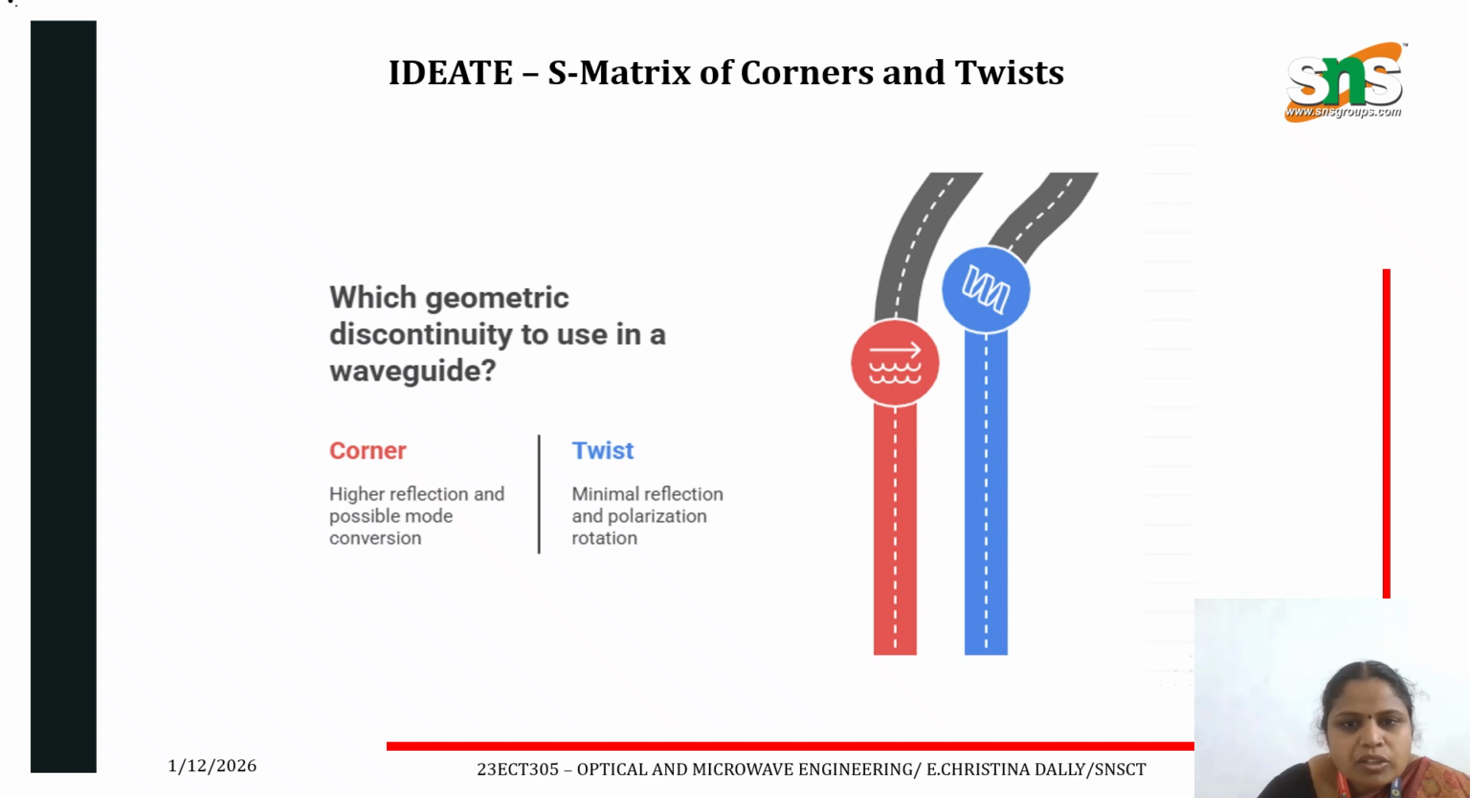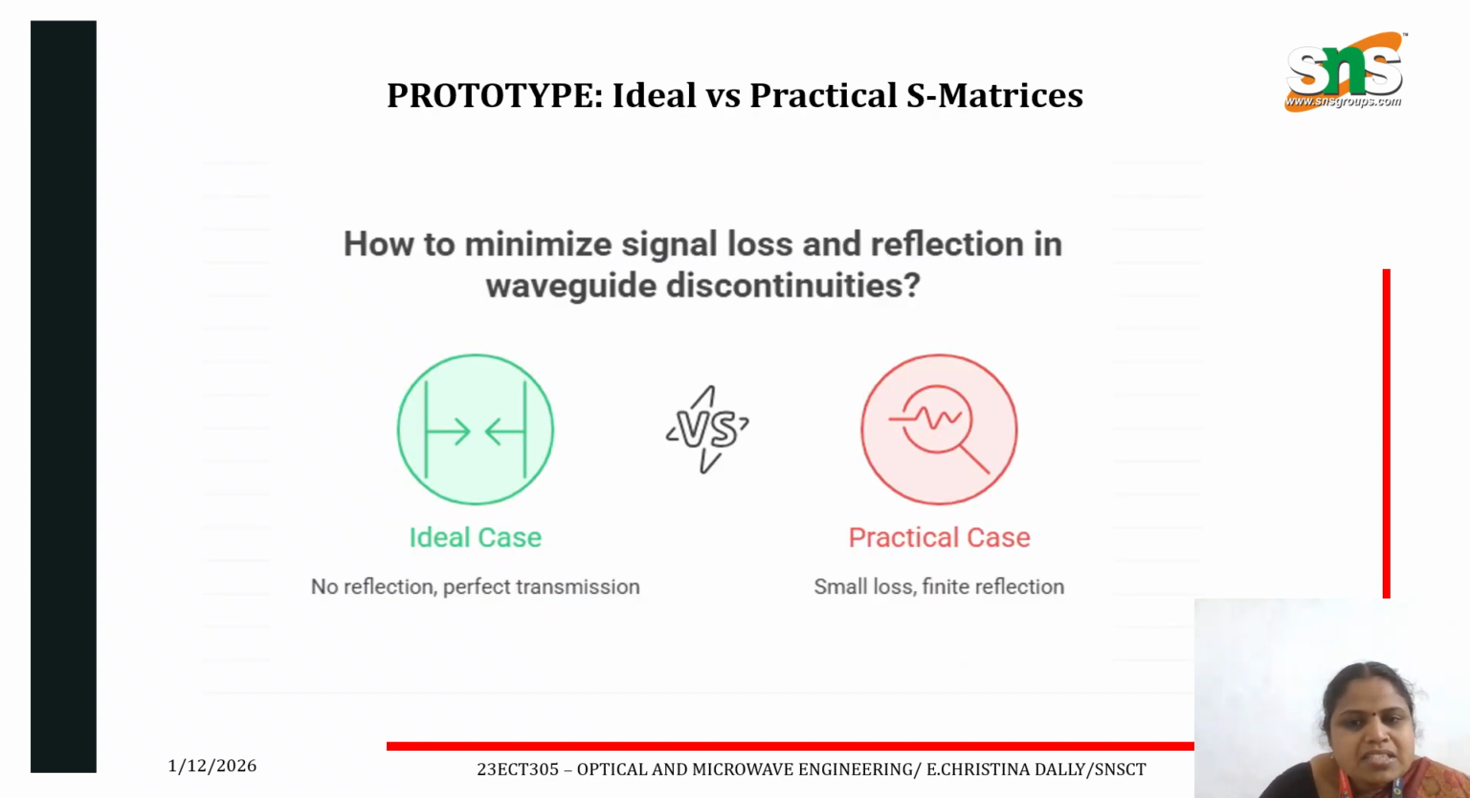The next thing, coming to the corners and twist, let us see how the geometric discontinuity will be used in the waveguide. Suppose it is a corner, the higher reflection and the possible mode conversion occur in the corner. If it is a twist, there will be minimum reflection and polarization rotation. So this is the difference between the corners and the twist. Suppose we want to minimize the signal loss and reflection in the waveguide, we are going for two types of cases. One is the ideal case, another one is the practical case. In the ideal case, there will be no reflection and the transmission will be perfect. But in the practical case, there will be some loss and there will be finite reflection. This is the difference between the ideal case and the practical case.